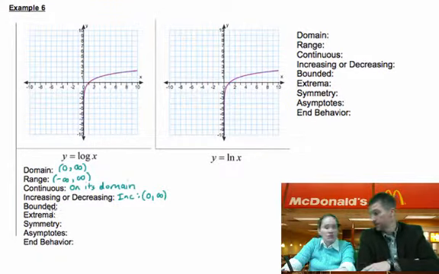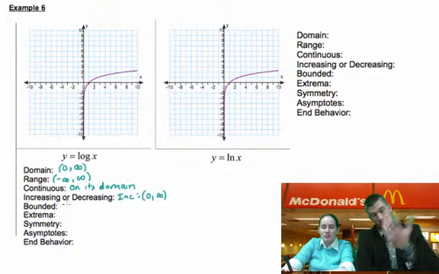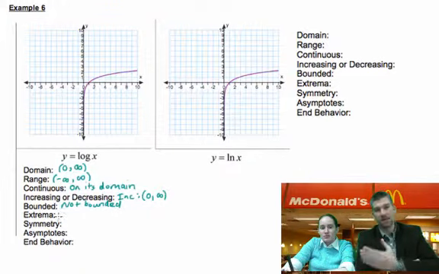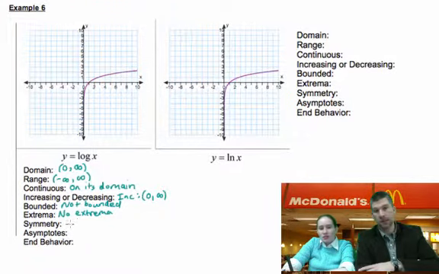It is not bounded, because our range is from negative infinity to infinity. One of those has to not be there for it to be bounded. They're both there, so not bounded. No extrema either, because there's no maximum or minimum value since it continually increases. Symmetry: it has no symmetry.